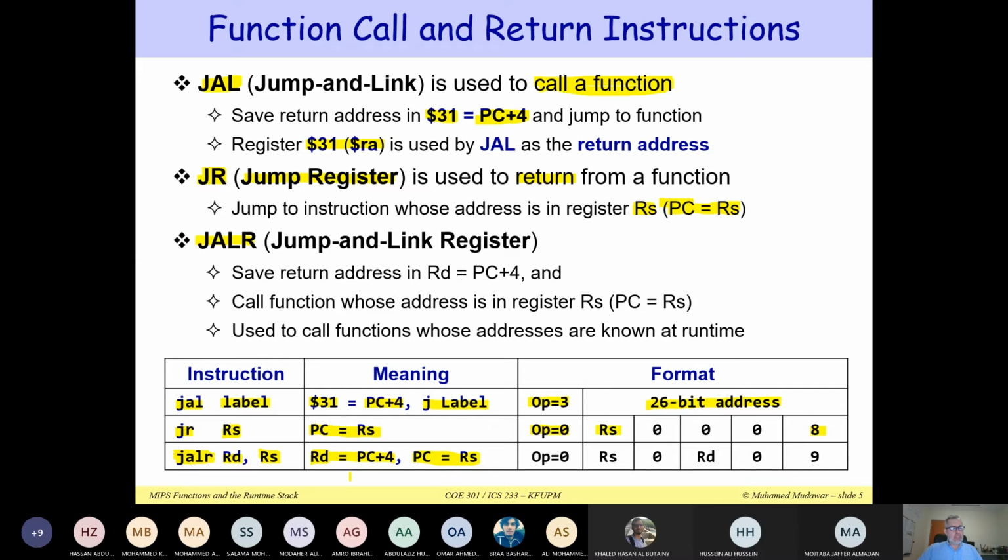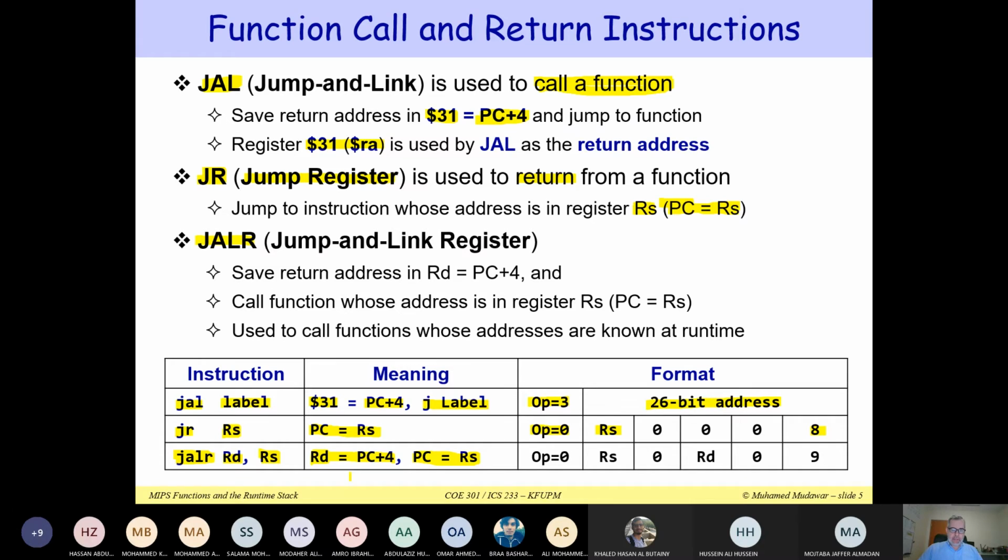For this reason, we use jump and link, because the link part is going to save the return address in a register, and we use jump register to return from a function call, because we store the address inside a register and we jump to this address. I'm going to show you an example that illustrates how you can write functions and the meaning of these instructions. Jump and link register is a combination of jump and link and jump register.